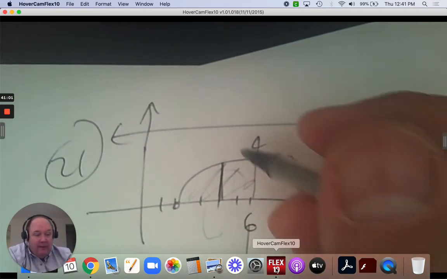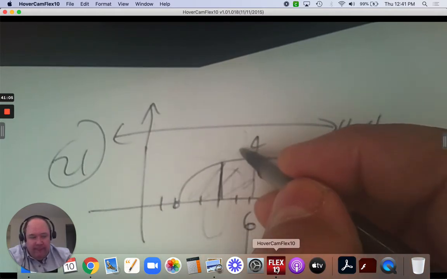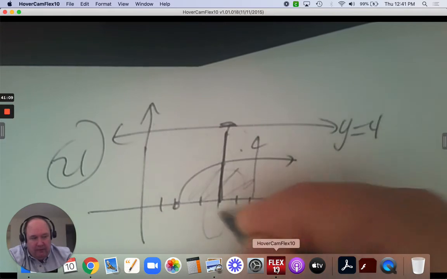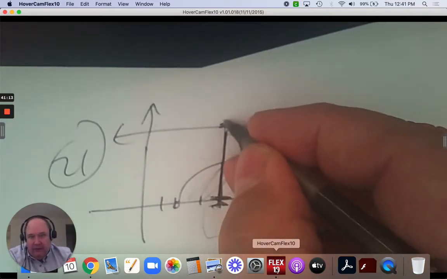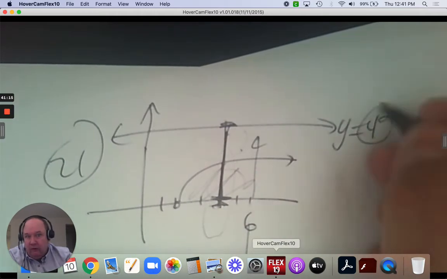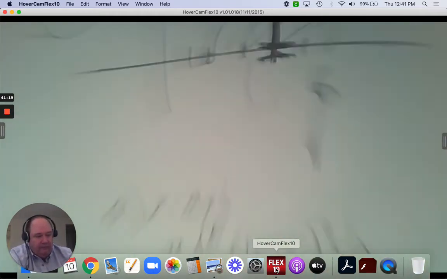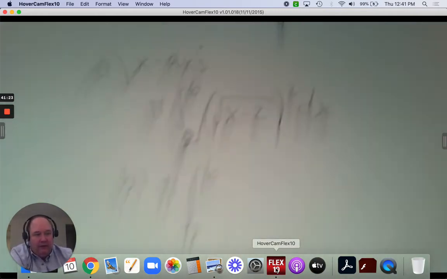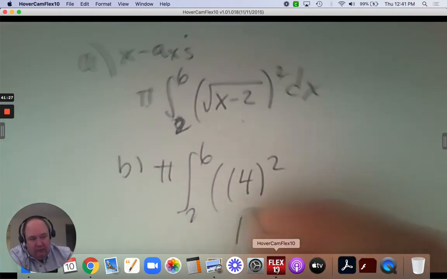Can you describe which would be the outer? Since there's a space here, this is a washer. So I need to know the big radius. So that's from top all the way through the bottom. What represents the big radius? So that whole distance is just 4. So the big radius is just 4. So again, the beginning part where you integrate from 2 to 6. So the big radius is 4.